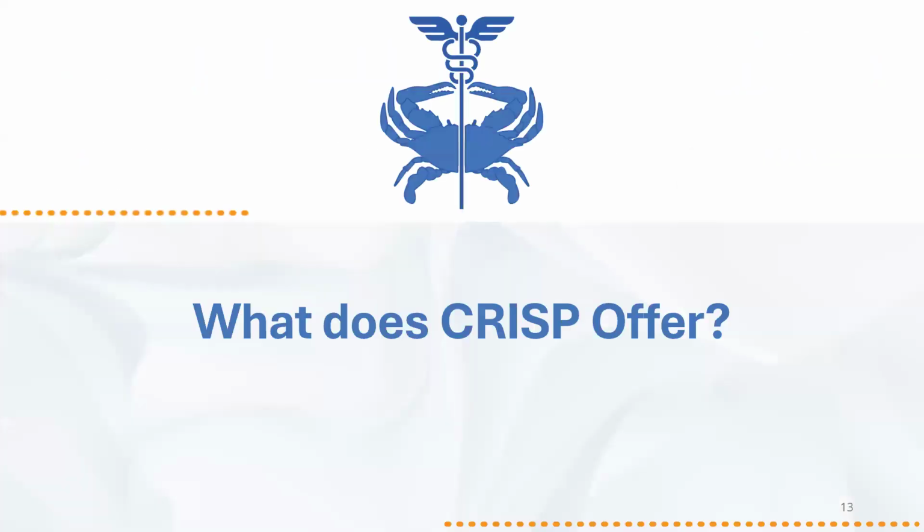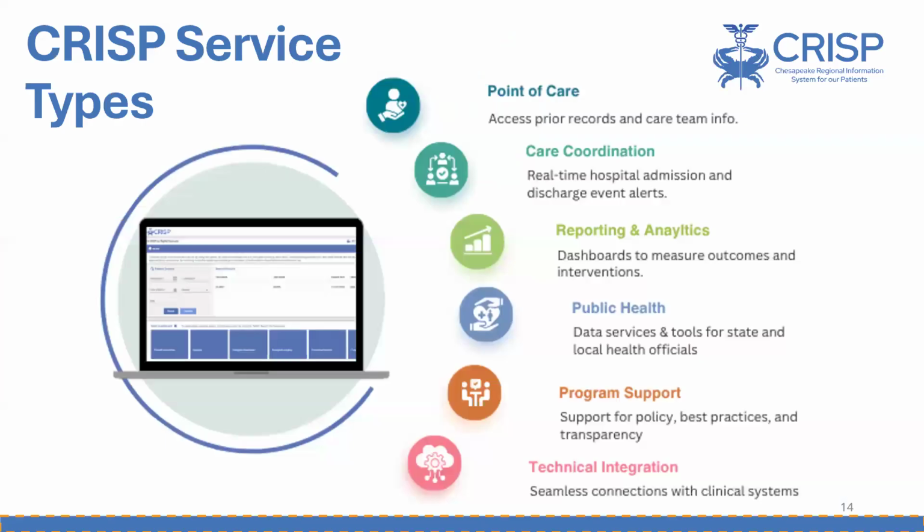Okay, so now that you have the background of what CRISP is, what do we actually offer to folks? We'd like to break our applications and tools and services and processes into about 6 different categories. So first, at the point of care, this is the clinical record that I've been referencing, what most folks use CRISP for, either through data integration, using an application on their EHR, or through the CRISP portal. They can look at all of the data that CRISP has on a patient to make better informed decisions about their care. We have care coordination tools.